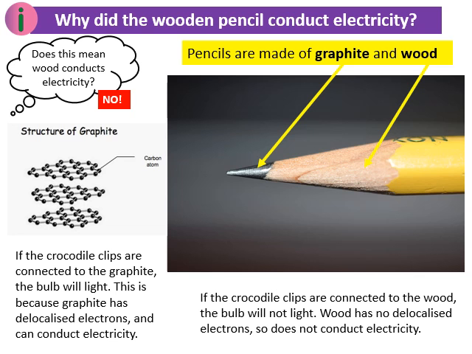So why did the wooden pencil conduct electricity? Does this mean that wood conducts electricity? No, it does not. Wood does not conduct electricity. Pencils are made of graphite and wood. And graphite contains delocalized electrons, just like in a metal. So graphite is able to conduct electricity. So if the crocodile clips are connected to the graphite, the bulb will light up. But if they're connected to the wood, it won't.